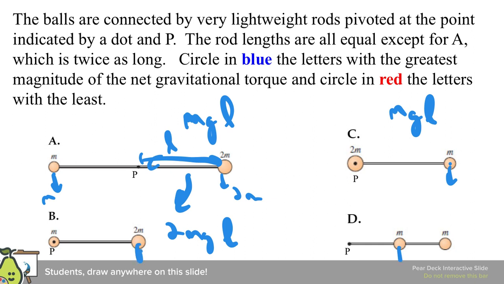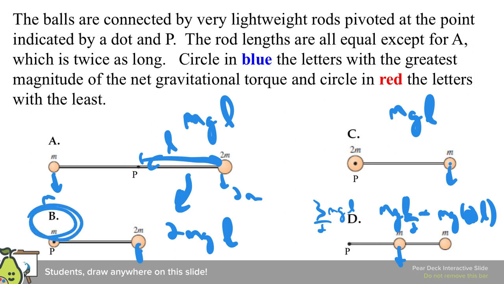And over here, we have mg L plus mg 2L. Actually, I guess that's L over 2 and L. I guess they're saying that this length is the same as that length. So this one becomes 3/2 mgL. And so we can see that the largest case happens in this case, and the smallest cases happen here and here.